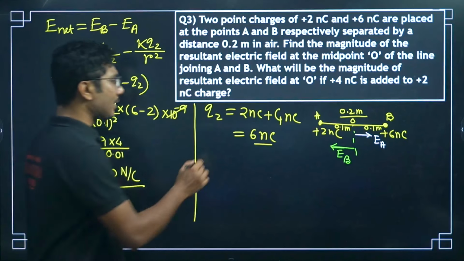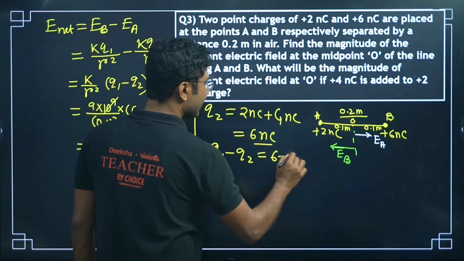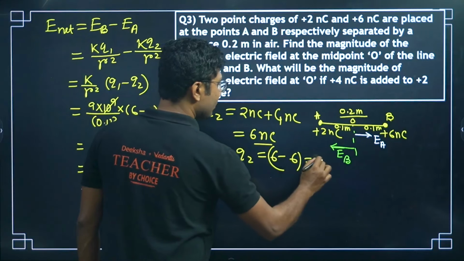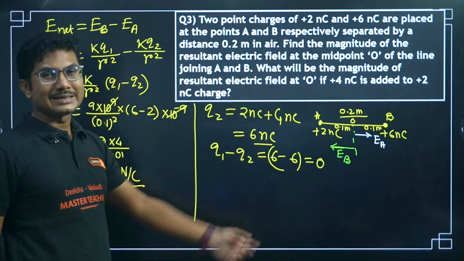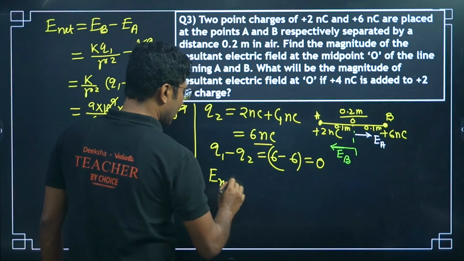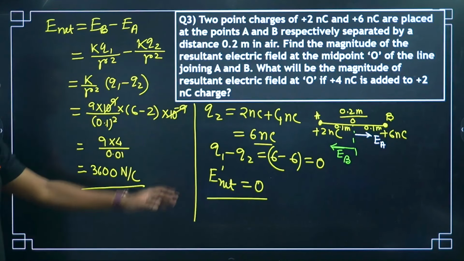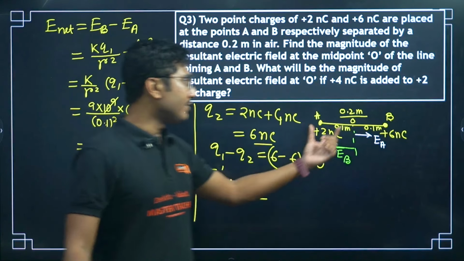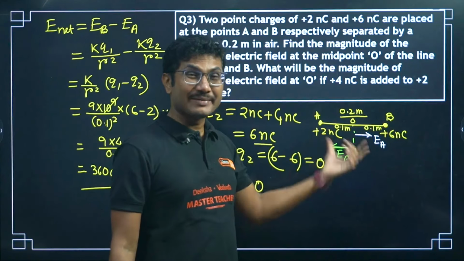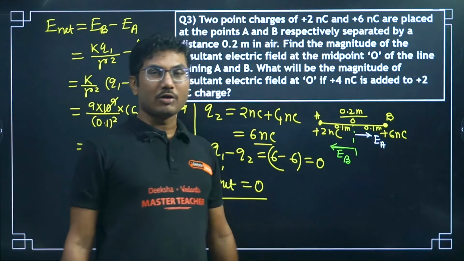So, in that case what happens? Q1 minus Q2, what will be the value? 6 minus 6, that is equal to 0. So, because Q1 minus Q2 becomes 0, the net electric field now will be 0. Okay, so, the net electric field will be 0 because both charges are equal now. So, if equal and same charges are present, then the resultant electric field at the midpoint of the line joining them will be 0.